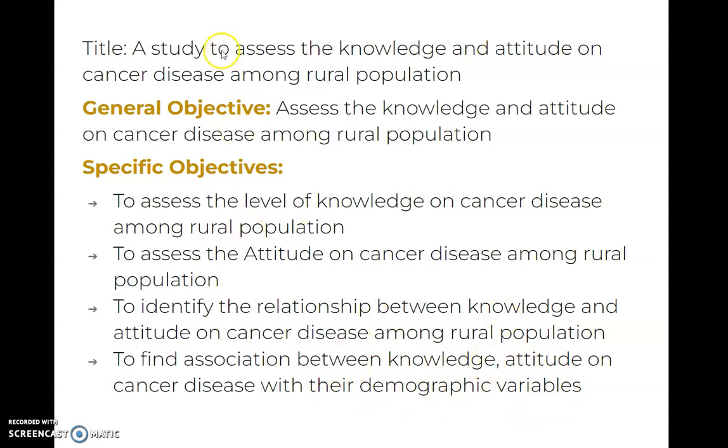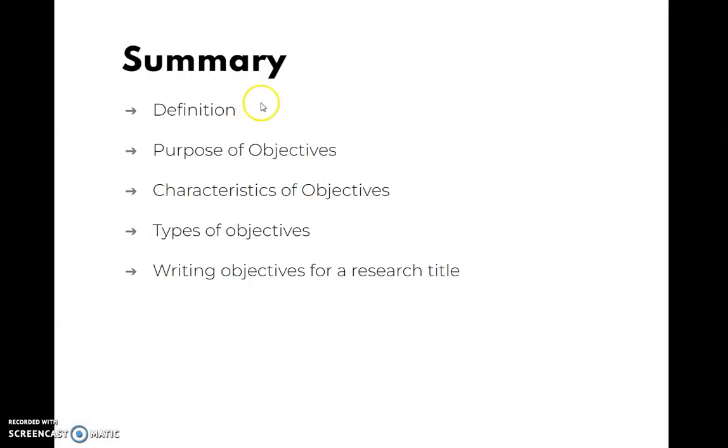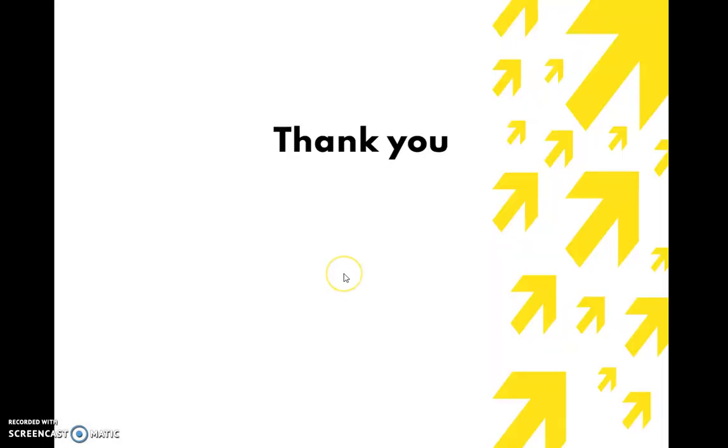So this is how you have to write a problem statement. Under that you have to write the objectives like general and specific objectives. Hope you understood. In this quick video we have discussed the definition of objective, that is the goals, and the purposes of objective, which you should always remember. The characteristics of objectives, you remember SMART. Types of objectives, general and specific objectives, and writing objectives for a research title. I have explained with 2 examples. Okay, hope you understood. See you in the next video. Thank you.